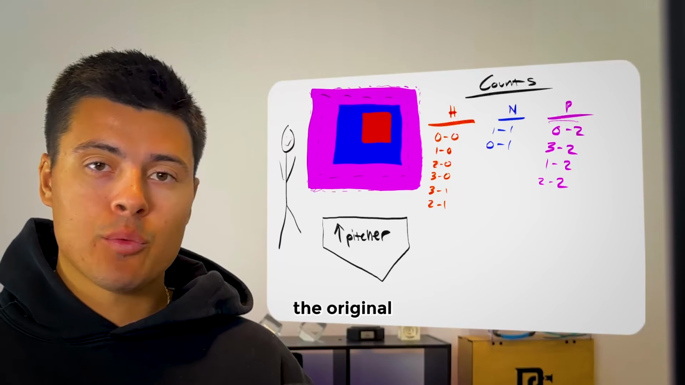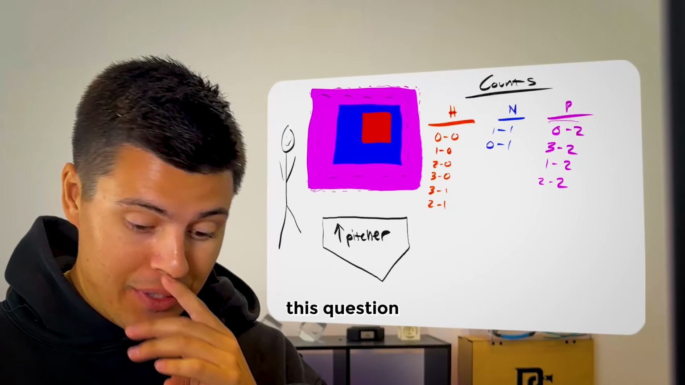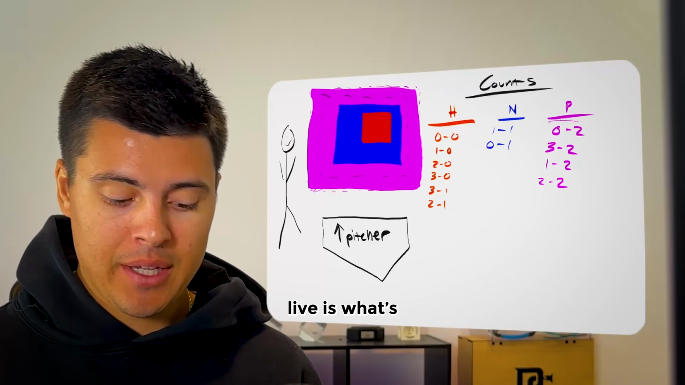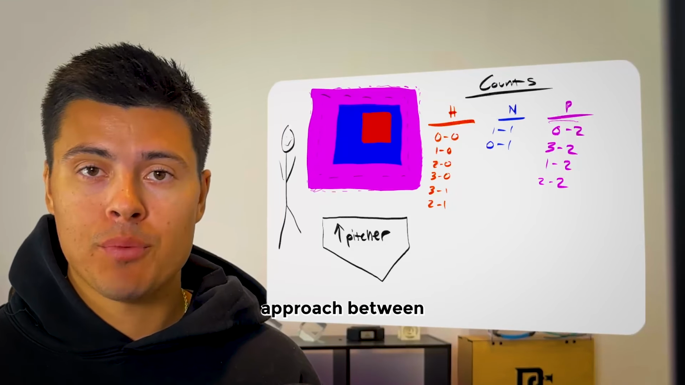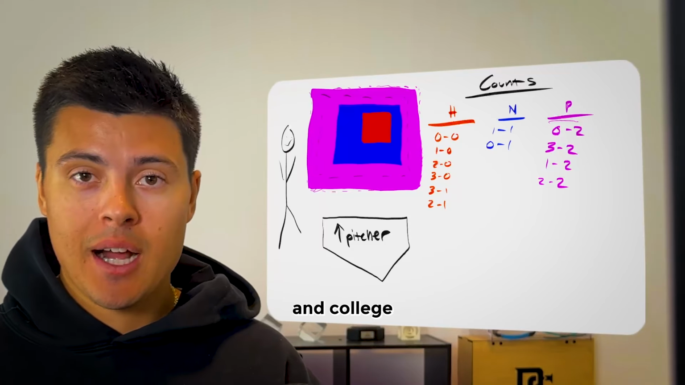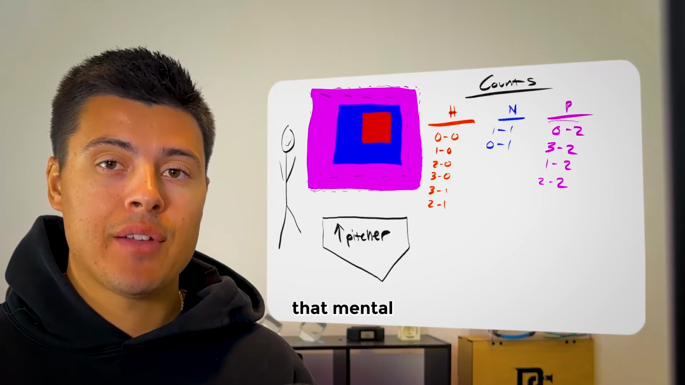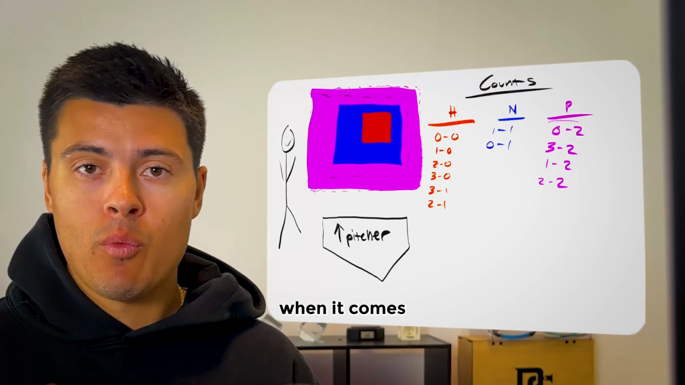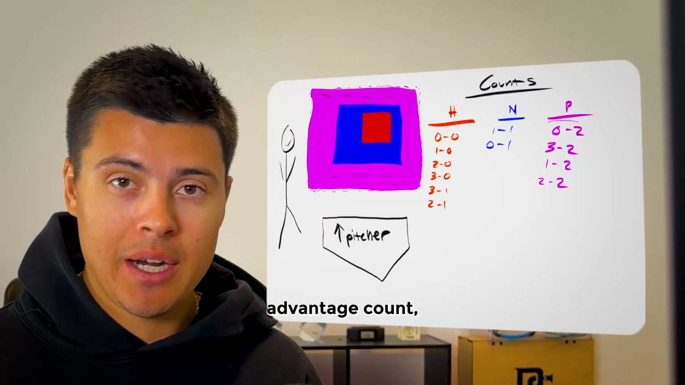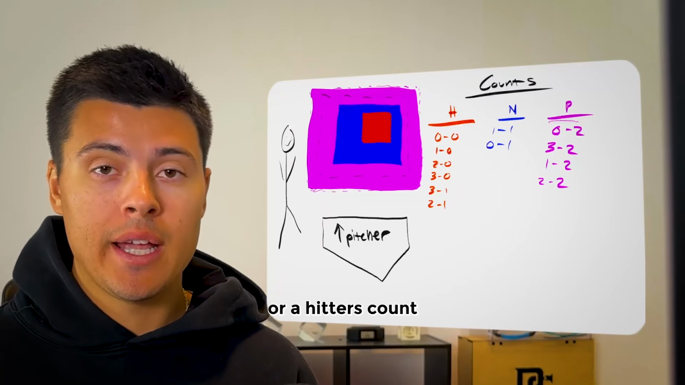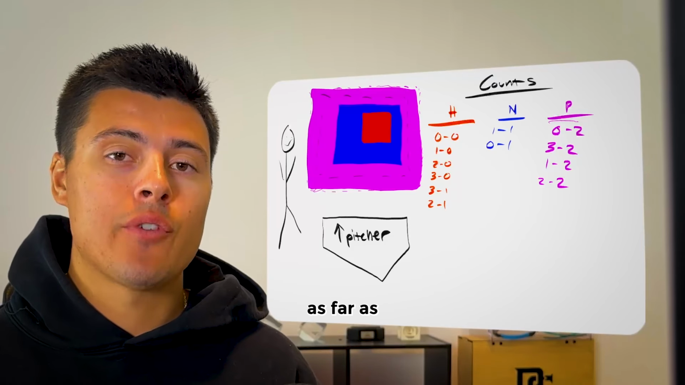So again, the original question, which I actually received through an Instagram Live, is what's the different approach between high school hitters and college hitters? It really comes down to having that mental fortitude when it comes to a pitcher advantage count, a neutral count, or a hitter's count, and knowing what to do as far as our mindset.